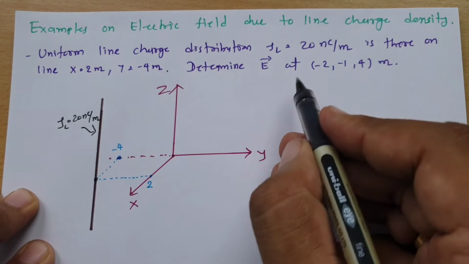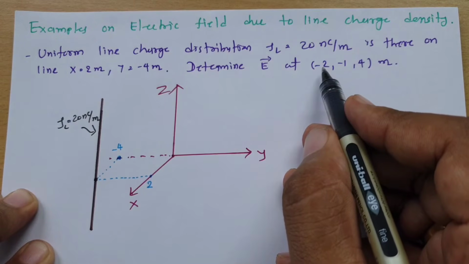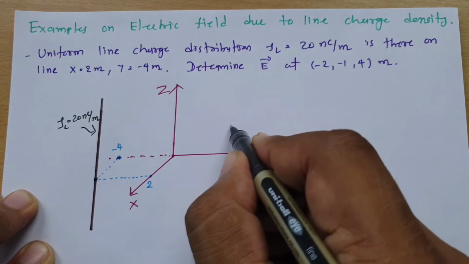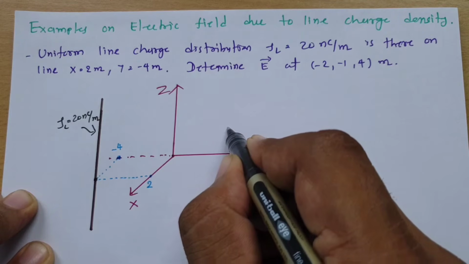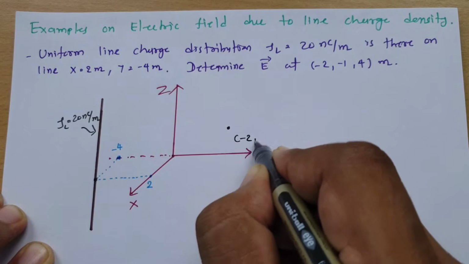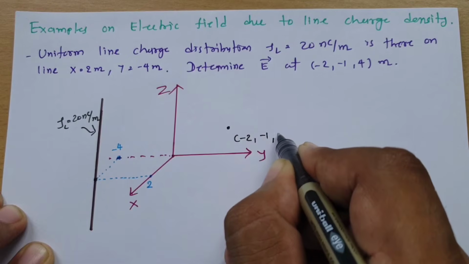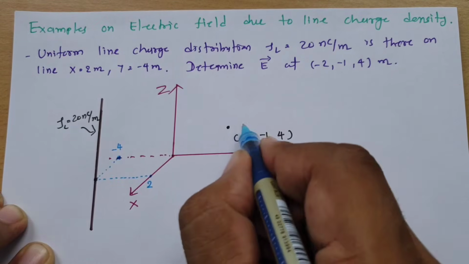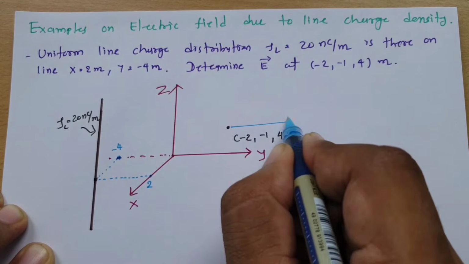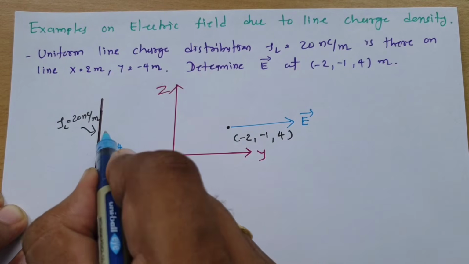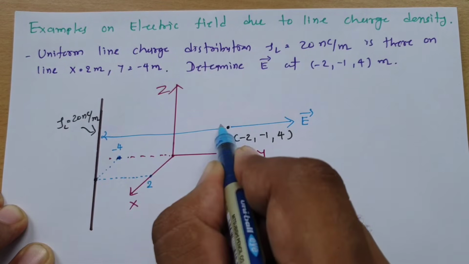And now see, the point is what? Minus 2 comma minus 1 comma 4. So if I say this point is somewhere over here, minus 2 comma minus 1 comma 4, then obviously the electric field because of this line charge density will be in this direction. But what will be this perpendicular distance?